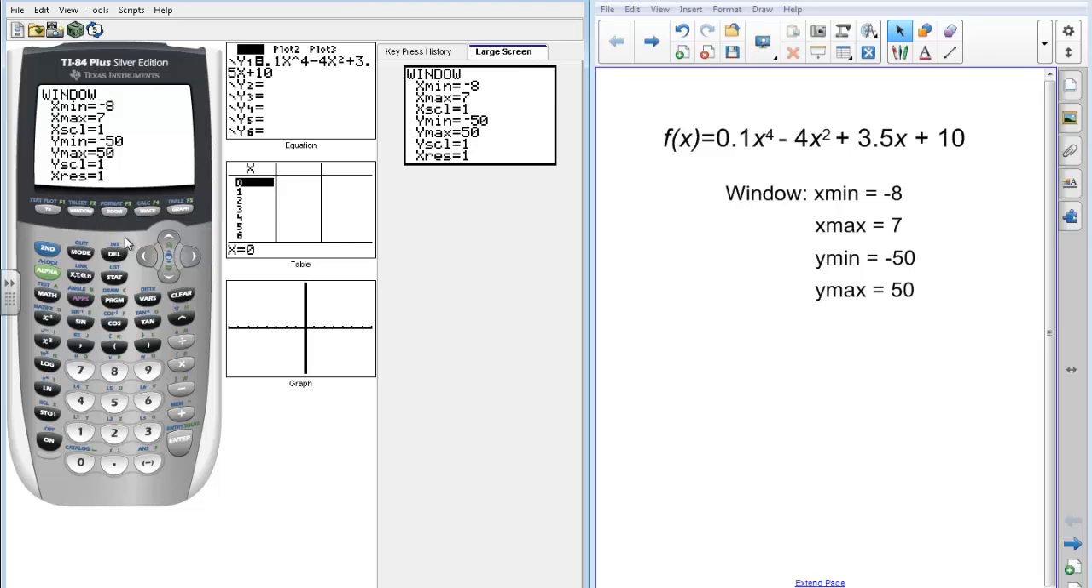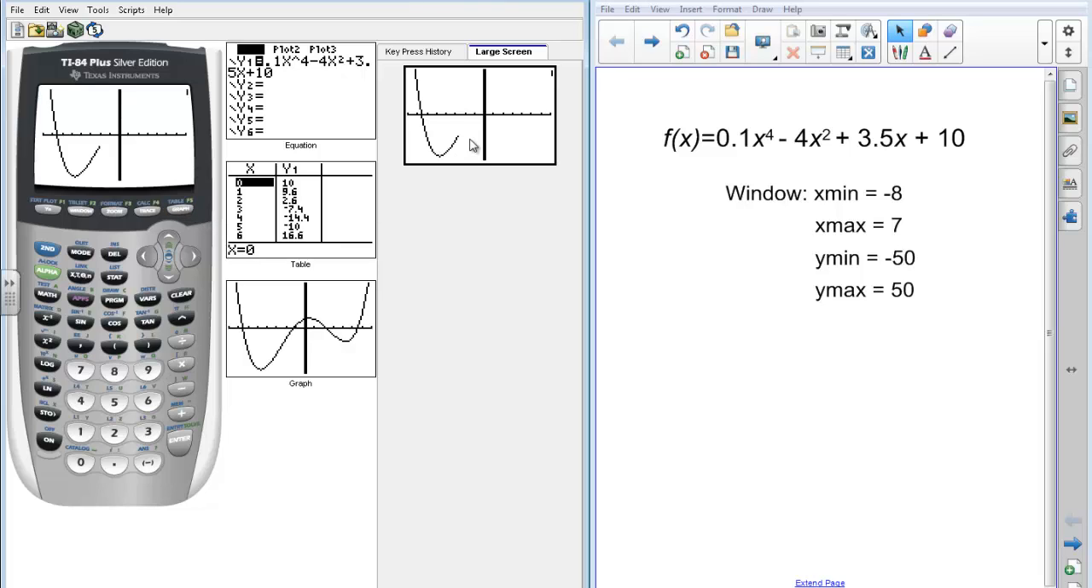Once we get our function in, we want to play around with the window a little bit to make sure we get a good visual. I've already plugged it in. My x min is -8, max is 7. It's all right here. -50 to 50 on the y. Then I want to graph it. Here's my graph right here. You see it up in the window here.